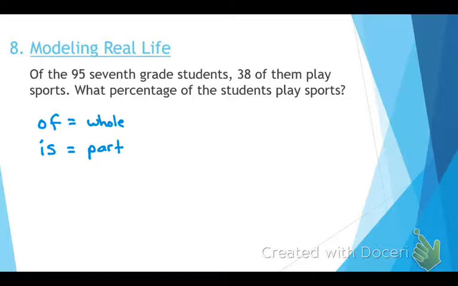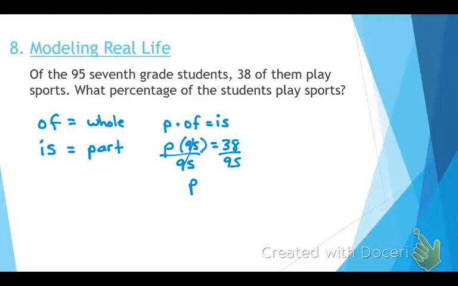Okay, if you use the percent equation, you did P times of equals is. We're looking for the P. We don't know the percentage yet. Do we know the whole amount of 7th grade students that are there? How many? 95. There were 95. That's my whole. And then the part that it's talking about are how many of them play sports. So that's 38. In order to get that P by itself, you just divide by 95 on both sides.